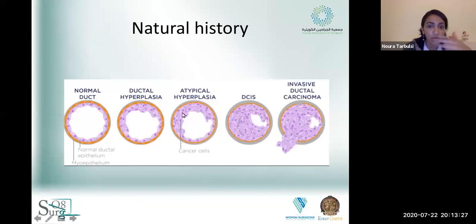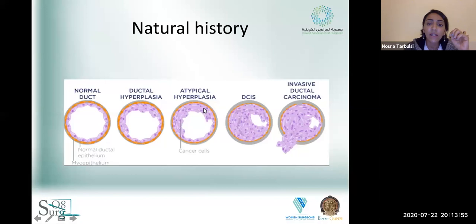Once the replicating cells start to be atypical, it's the beginning of the cancerous process. So once we see atypical hyperplasia, it's the point that we know that from this step on, the next step would likely be DCIS, followed by invasive cancer. But let me tell you, not every atypical hyperplasia will become DCIS, and not every DCIS will become invasive cancer.